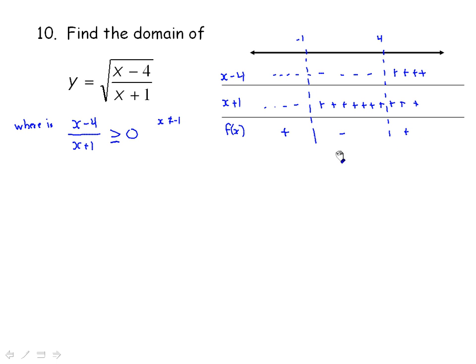So where is this positive? There and there. Now be careful. Negative infinity to negative 1, but we cannot be equal to negative 1, in union with, well, it can be equal to 4 upwards forever.